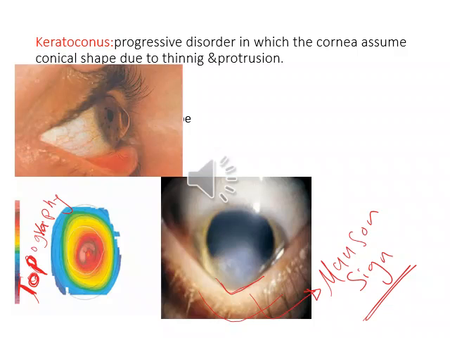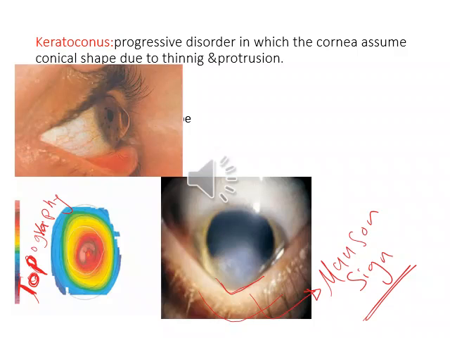The cross-linking procedure includes using a photosensitizer, riboflavin, topical vitamin B2. Then we use UV light. With this riboflavin and UV light, there is a photochemical reaction that increases corneal rigidity. So we want to stop the progression and not to improve the visual acuity, or there is a low chance to improve visual acuity with the cross-link.